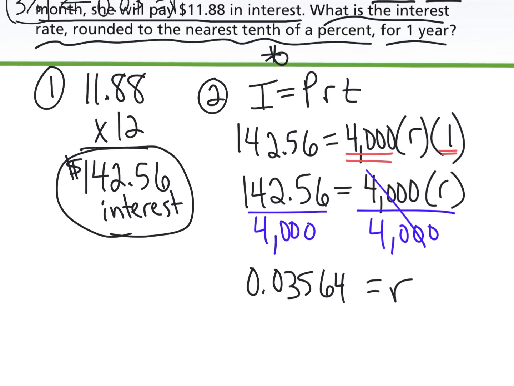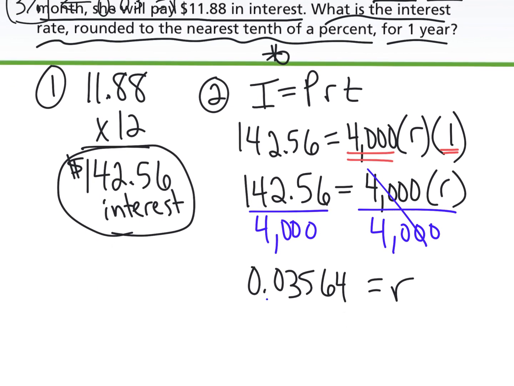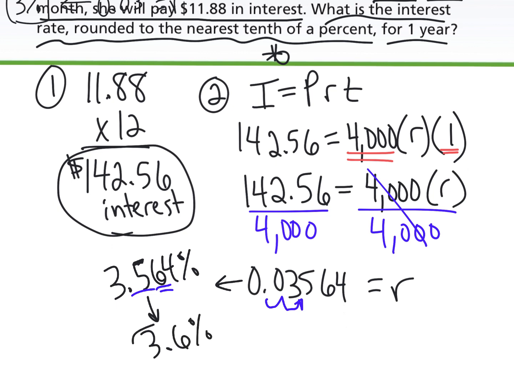So it says rounded to the nearest 1/10 of a percent. What we have to do first is move your decimal. It's in decimal form right now. We're changing it to a percent. So that tells us it would be 3.564%. Now that it's a percent, we can round to the nearest 1/10. So it's going to be either 3.5% or 3.6%. After the 5, we have a 6. So since that's 5 or higher, we're going to round it up. So this is going to go to 3.6% to the nearest 1/10.